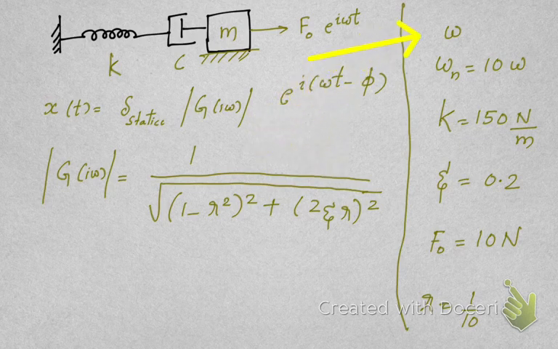So now coming to what is given in the problem. They are saying your frequency of excitation is omega, then your natural frequency is 10 times of that, so your frequency ratio is 1 by 10, because frequency ratio is nothing but omega by omega n. Then they have given the spring stiffness, then they have given zeta that we already discussed, and the magnitude or amplitude of the excitation force is also given. Now all quantities to compute the modulus of G of omega are given.